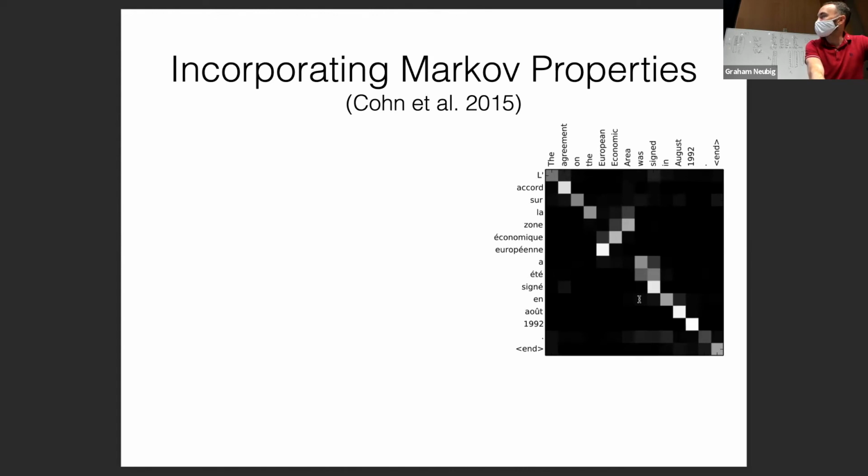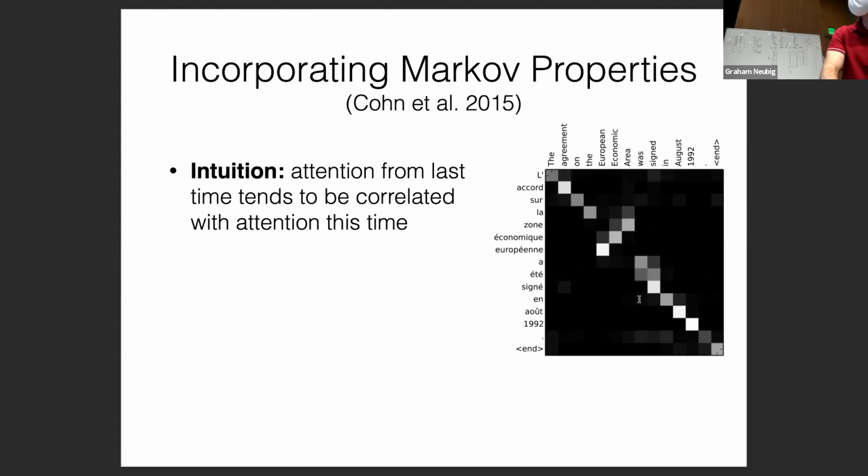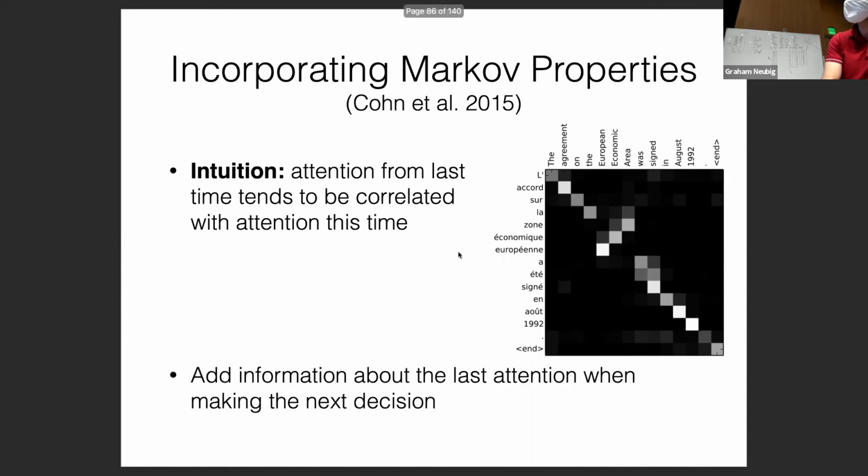There are a lot of things that you can do to improve attention. One example is incorporating biases into your attention based on your intuition of what kind of things should be useful. For example, we might know that attention should in general be correlated with the attention that you did at the previous time. If you know that the model attended to this last time, you might think it wants to attend to the next thing. So you can add information about the previous attention that you've done when you're making your next decision about where to do attention. That's described in this paper.